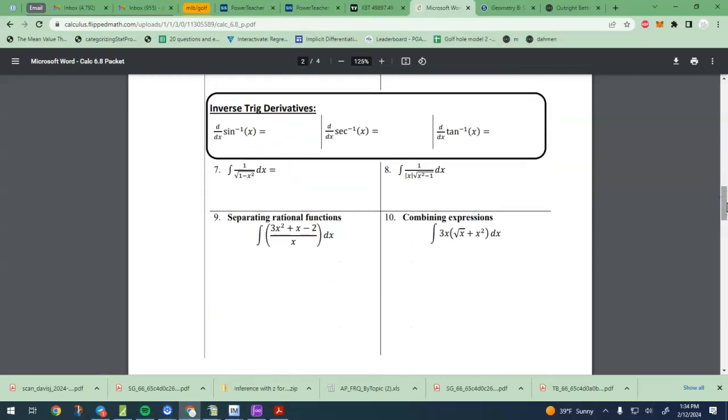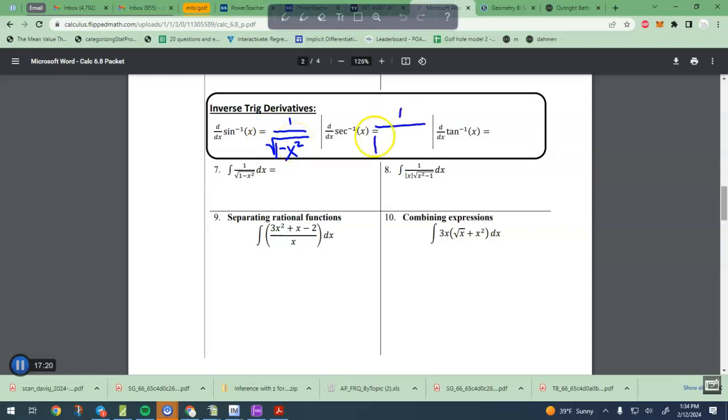Inverse trig derivatives. Everybody's favorite. They're on your sheet, but I can write them up here again. So this is 1 over the square root of 1 minus x squared. This is 1 over the absolute value of x times the square root of x squared minus 1. This is 1 over x squared plus 1. So the ones they gave you are literally just the actual definition.